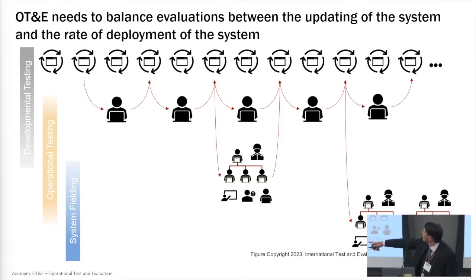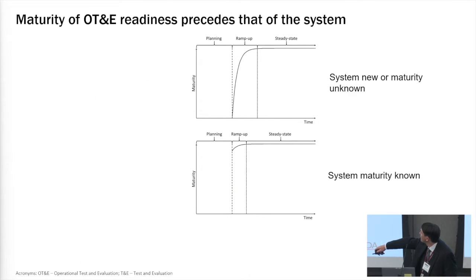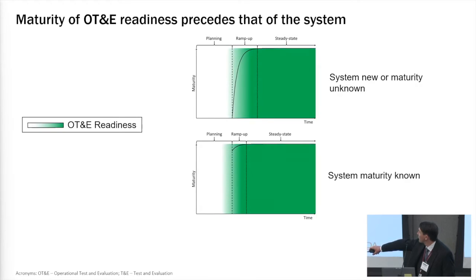And so, in order to be able to support that, the readiness of OT&E needs to actually precede that of this system. It's not enough for me to say, oh, you guys are ready to test. Okay, well, now we'll get ready. You've got to be there ready to test when the system maturity makes it ready to be tested. That means your tools, environments, et cetera, need to be ready.